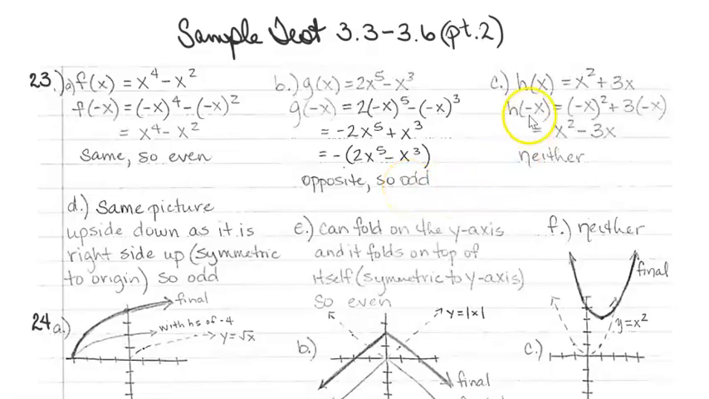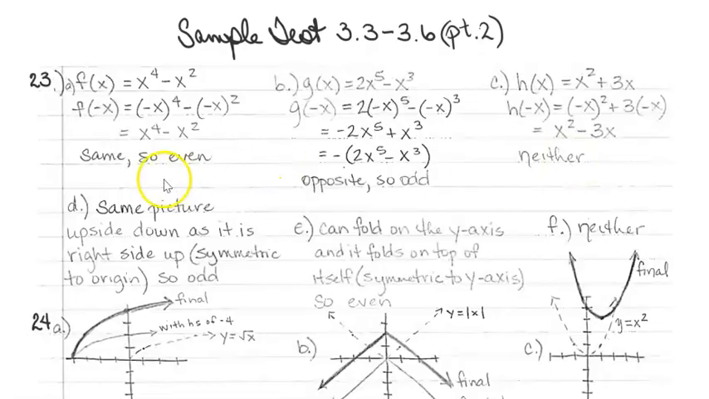All right, then for this next one, I'm going to put a negative x in for x. So that'd be negative x squared plus 3 times negative x. So the negative squared is positive, so that'd be positive x squared, and then 3 times negative x is negative 3x. So that is not the same thing as what I started with, and if I factored a negative out of this, I'd get negative x squared plus 3x. That is not the opposite of what I started with, so that's what a neither looks like.